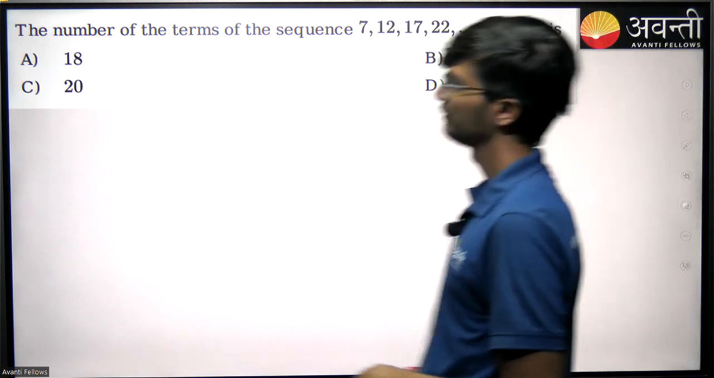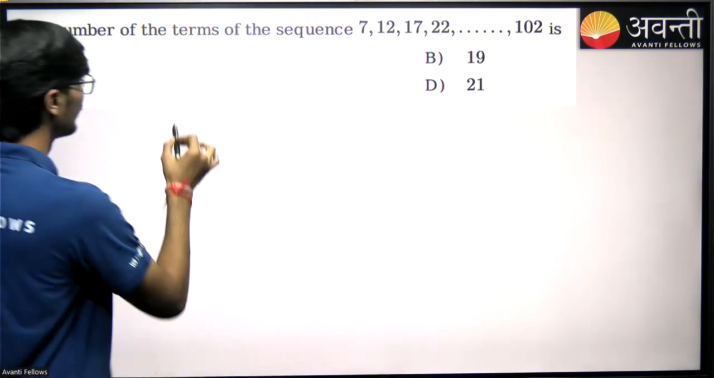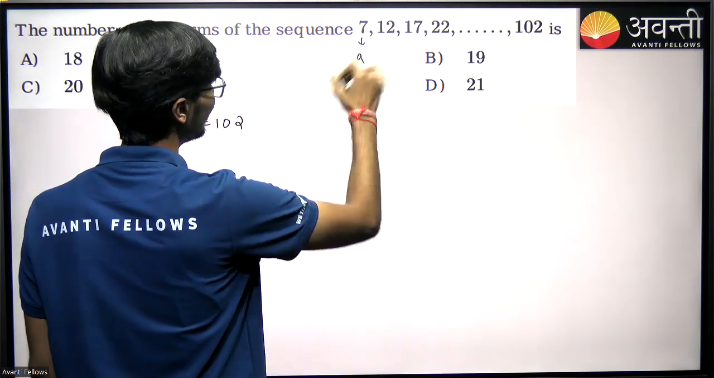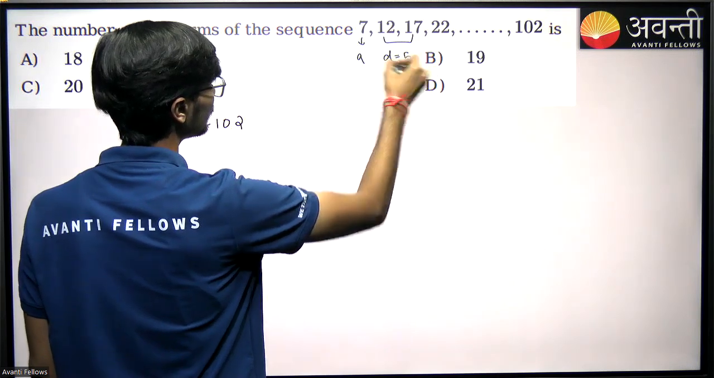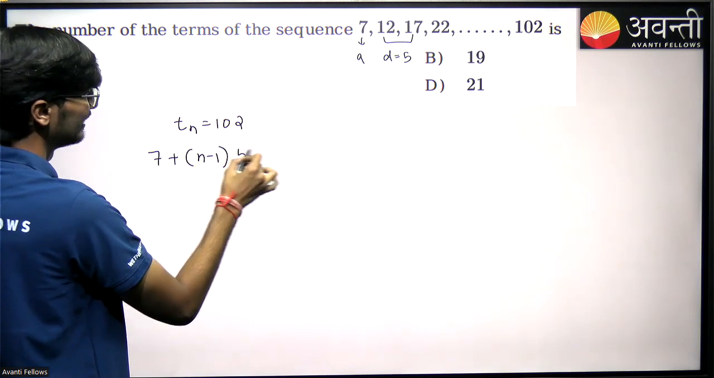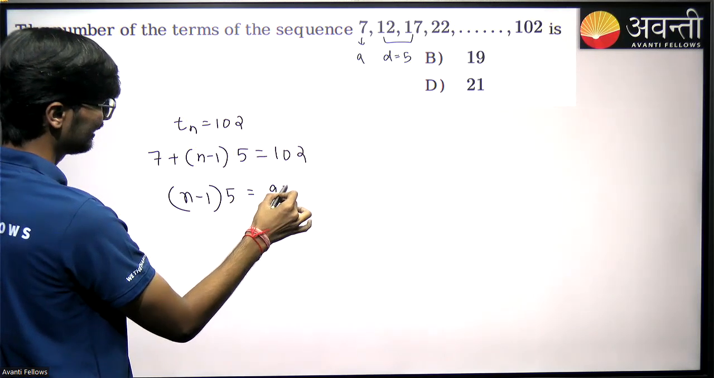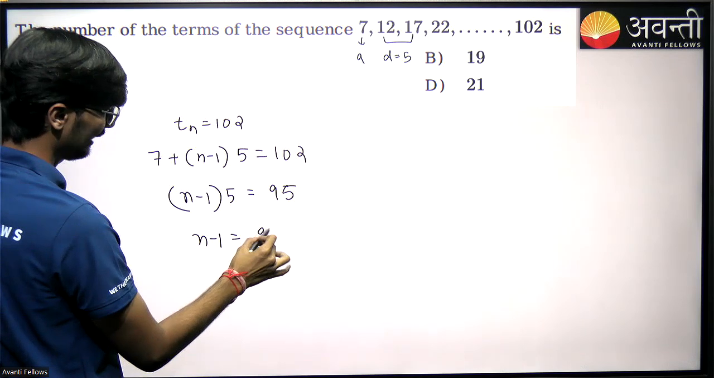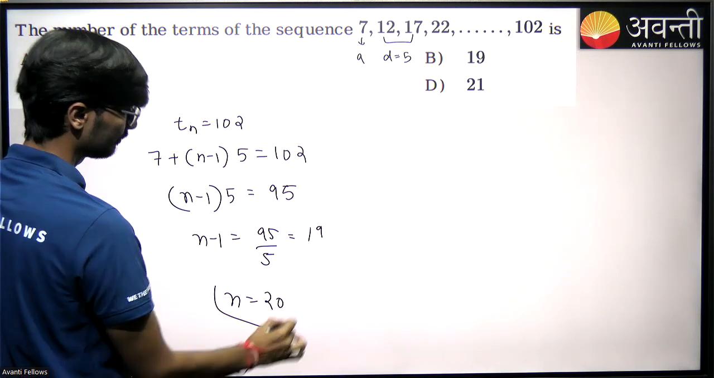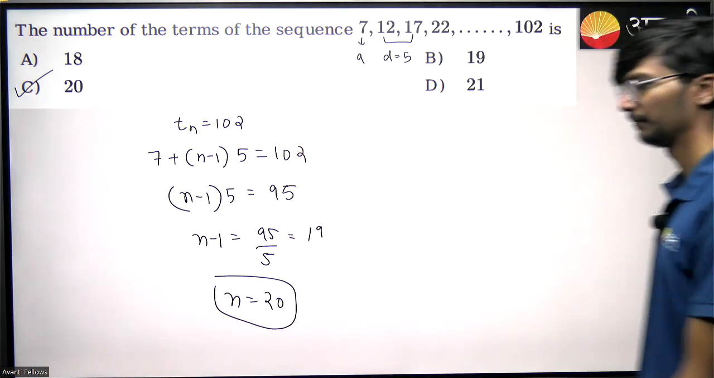The number of terms in the sequence. Again, simple. The sequence given is an AP. The last term Tn is 102. This is the first term, which is A. The common difference D is 5, correct? So A plus n minus 1 into D is equal to 102. So n minus 1 into 5 is equal to 95. So n minus 1 is equal to 95 by 5, which is 19. So n is equal to 20. Simple. 20, option C. Correct, guys? Let's move on to the next question.